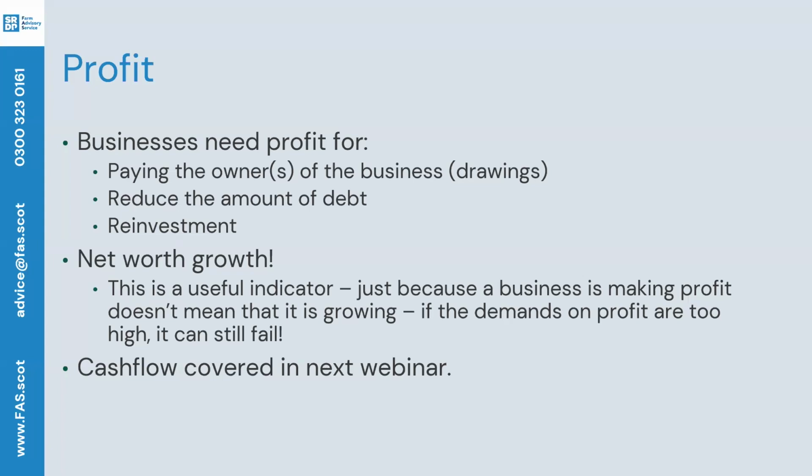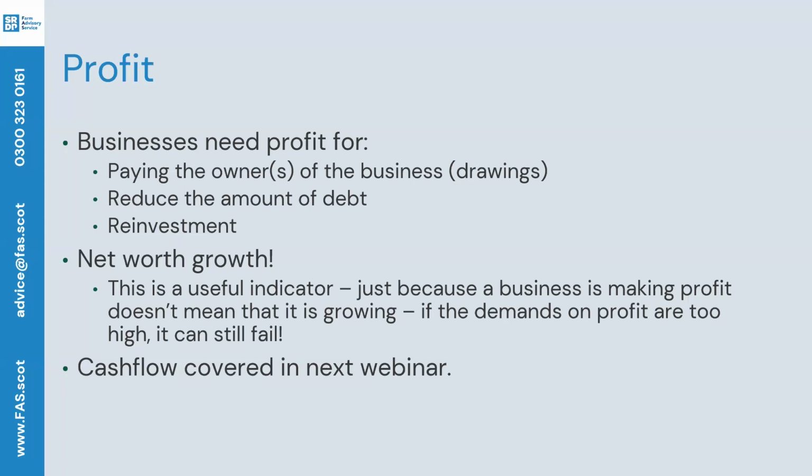Fundamentally, businesses need profit to cover the drawings of you as the owner of that business. The business needs to make enough profit to be able to satisfy your personal requirements out of that business. So if this is your only source of income, you might be living day to day out of the profits of that business, and the drawings that you take out are covering your bills, your groceries, your rent, whatever that might be. So actually, the profit of the business needs to be enough to sustain you.